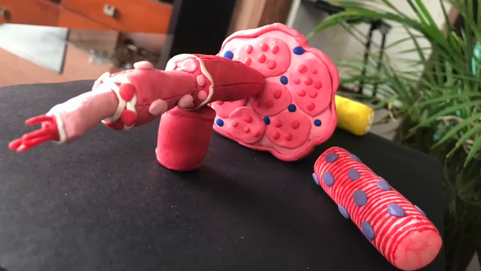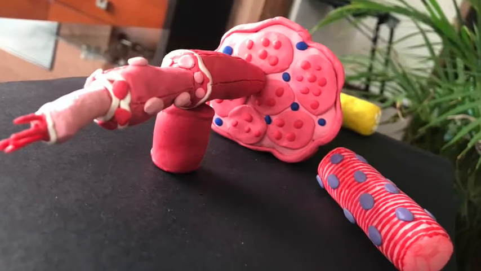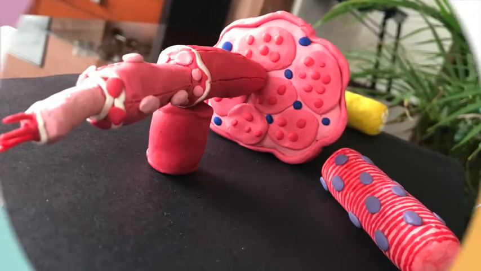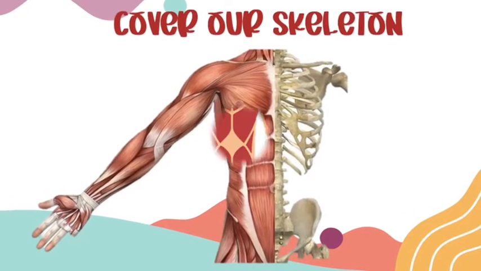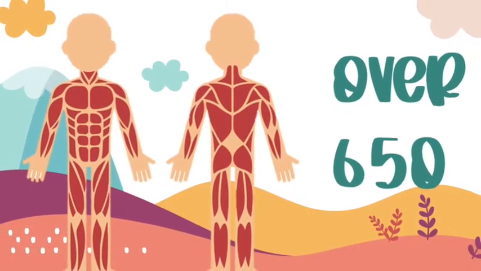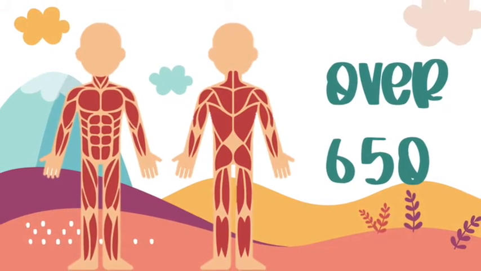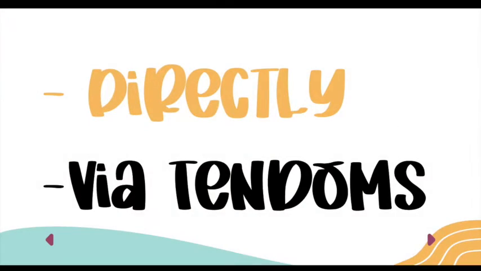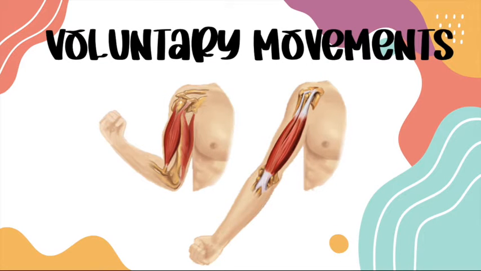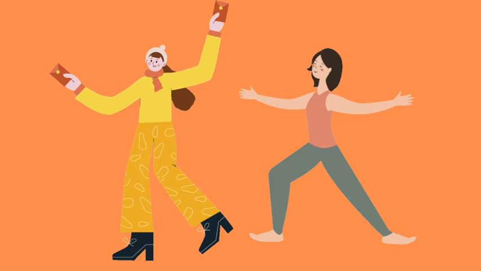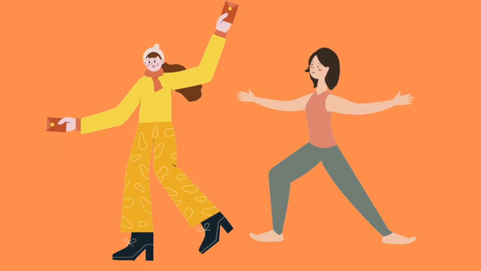Now that you have made a tissue, I bet that you want to know more about it, and we're getting to it. Skeletal muscles cover our skeleton and give our body its shape. There are over 650 skeletal muscles in our bodies that attach to the bone either directly or via tendons. Skeletal muscles produce voluntary movements by pulling on the bones of the skeleton. Voluntary movements are the ones that we can control, like extending limbs or running.